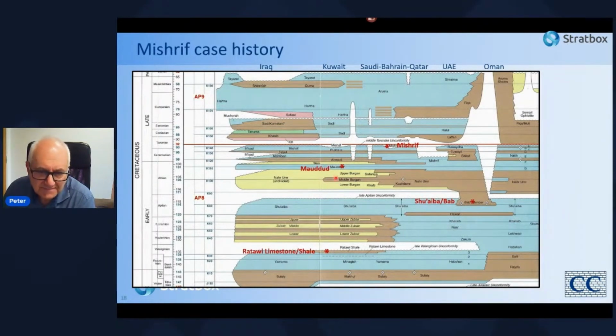Next case history I'm going to talk about is about the Mishrif Formation. This is a Cenomanian-Turonian carbonate unit associated with the K130, K140 maximum flood. I'm going to talk about, first of all, the depositional facies and environments of the Mishrif, and then I'm going to talk about the effects of the Middle Turonian unconformity.